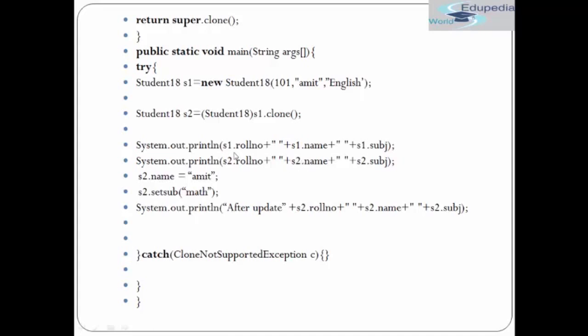So you see over here we have printed the roll number, name and subject of S1 and S2. After that we are changing the S2 name to Amit and the S2 subject to maths. Initially the name was Amit and the subject was English. Now let's move forward and print after the update S2.rollNumber, S2.name and S2.subject. Okay, now let's see what the output will be.